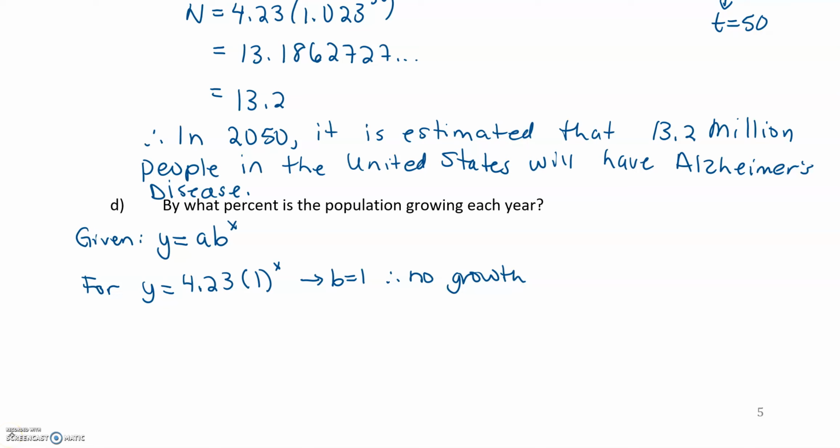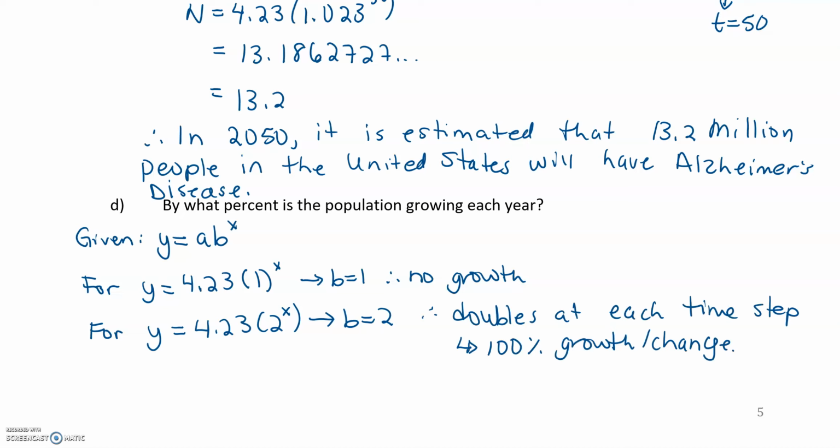Whereas when b is equal to 2, there's doubling at each time step. So 4.23 times 2^x, we plug in 0, then we're going to get 4.23. When x is equal to 1, our population doubles. When x is equal to 2, you're going to double the amount that was there at the previous time step, and so on. And so you'll see 100% growth or change from one x value to the next. So when b is equal to 1, there is no growth, therefore 0% growth.